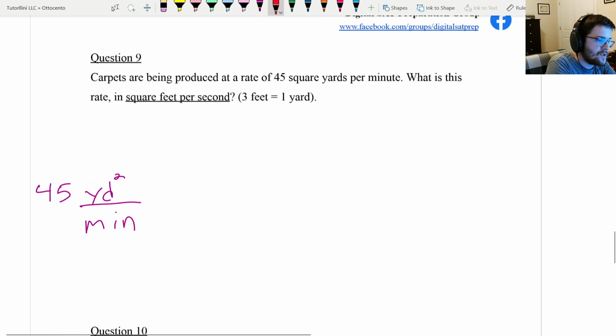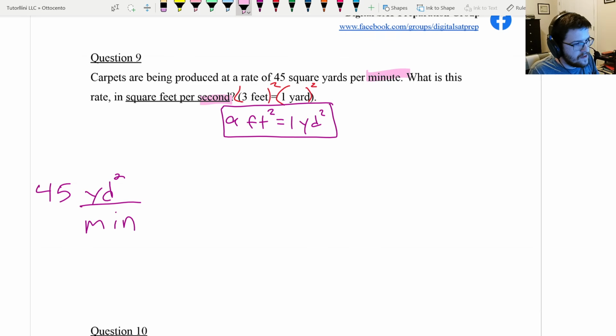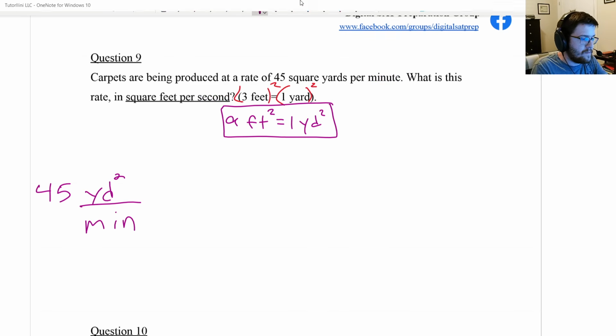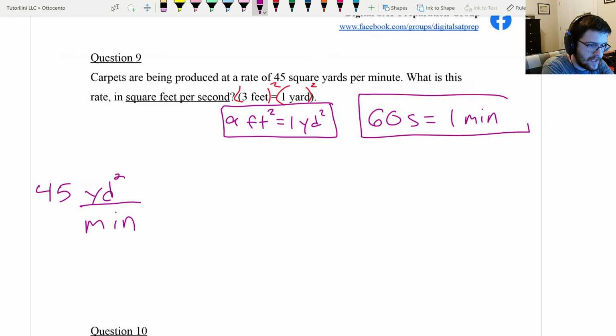So let's first square both sides of this thing. And we get 3 squared. How about I just make that 9? Because that comes out nicely. And then 1 squared, which is just 1 yard squared. So that's a conversion factor. And then we also need to do minutes and seconds. So there are 60 seconds in 1 minute. That's just one we should know. Let's write that down too. Okay, let's get started. So how about I do the square yards first?